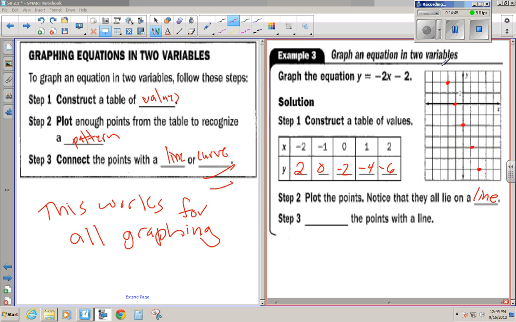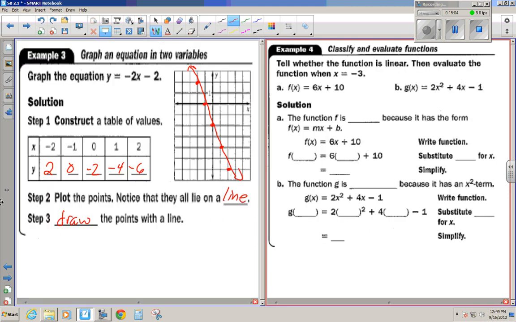So there's their line. You should see that the pattern would continue like that. Draw as straight a line as you can. Then tell whether it's a function or not. Well, it's a function if it's in mx plus b form. There's no exponents, the variables aren't in the denominator. Right here, this function is linear.